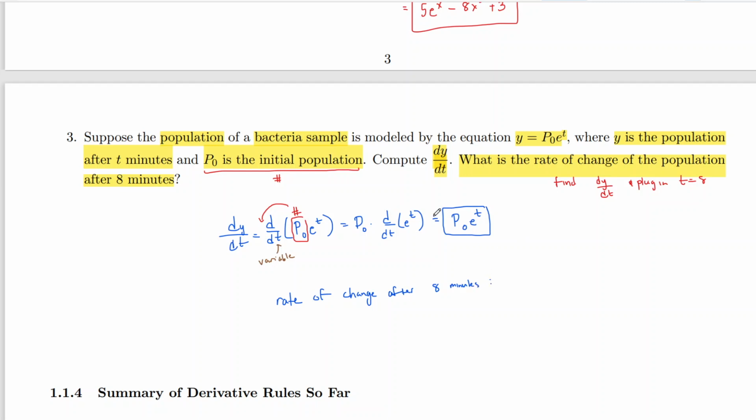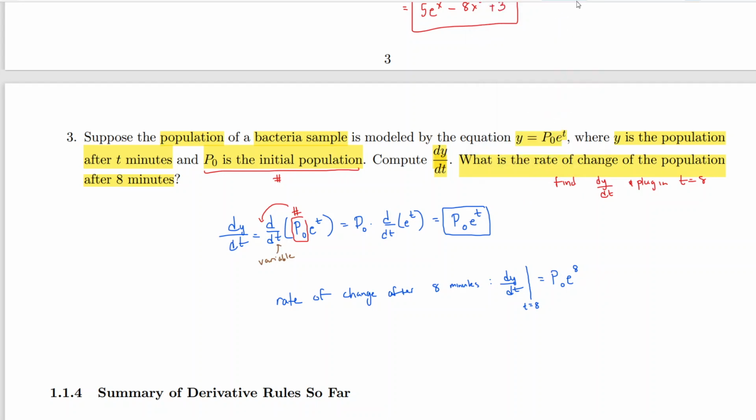Well, all we do is we take our derivative and plug in t equals 8. The way we write plugging in a number when we have this dy over dt notation is we do a vertical bar and write t equals 8. This is just called the evaluation bar. But if you wanted to, you could just plug in t equals 8 here. We get p subscript 0 times e to the 8 power. Not insightful, but it's just not going to be because we weren't told what p subscript 0 is. The idea, though, is that this is the rate of change after 8 minutes.